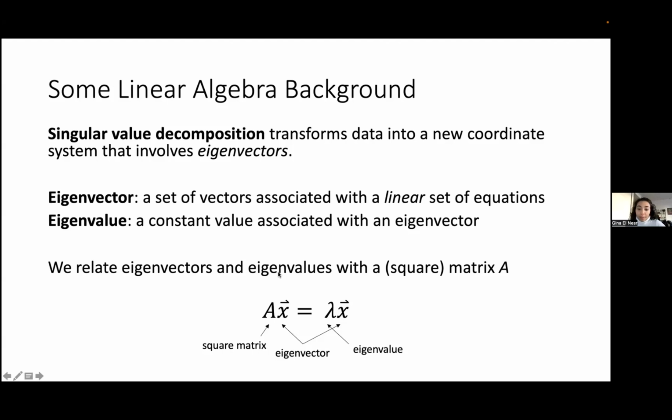And so we can relate them with some kind of square matrix, but as I'm going to show you, we don't necessarily need a square matrix. So if you have the eigenvector and you multiply it by a square matrix, it's equivalent to the eigenvalue times said eigenvector.